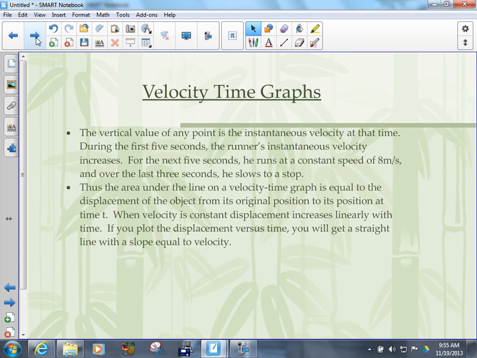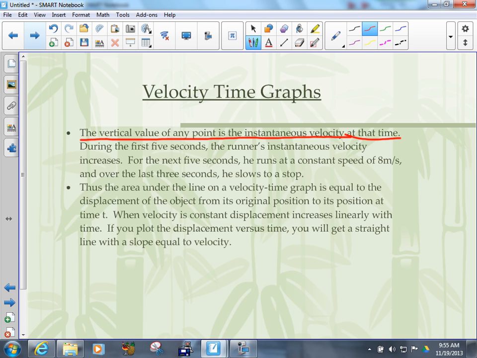All right, so just some quick stuff here. What you can get from a velocity versus time graph. Obviously, you can always tell how fast the object is going. That's what this first part says. The vertical value of any point is the instantaneous velocity at that time, so how fast the object's going. You can read that directly off the graph.